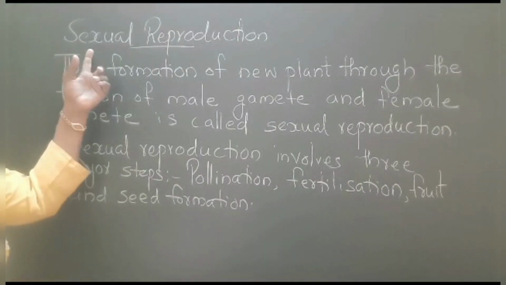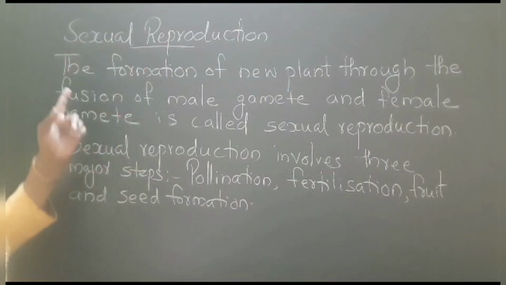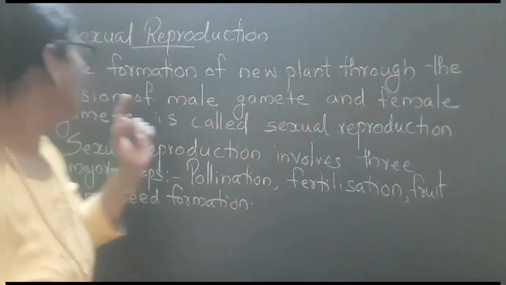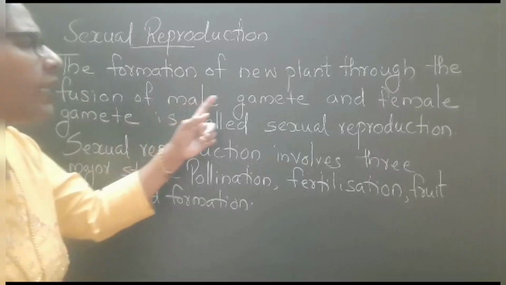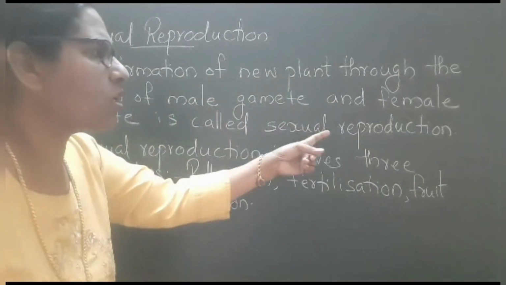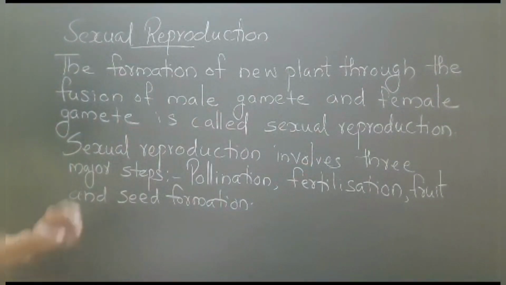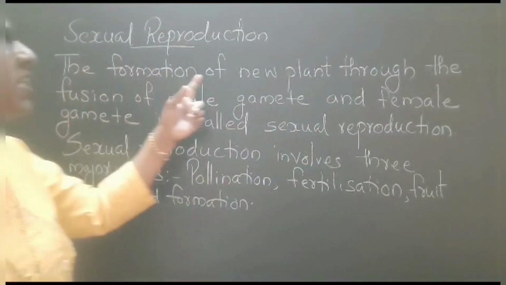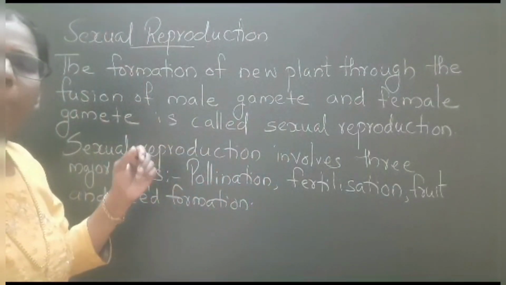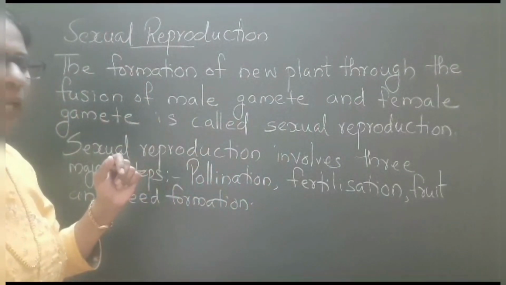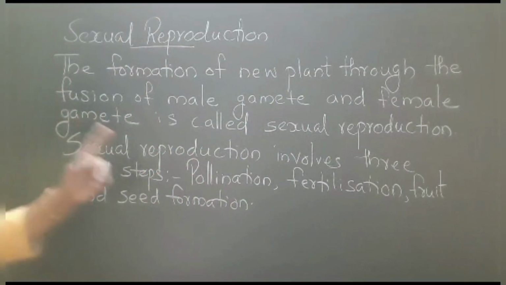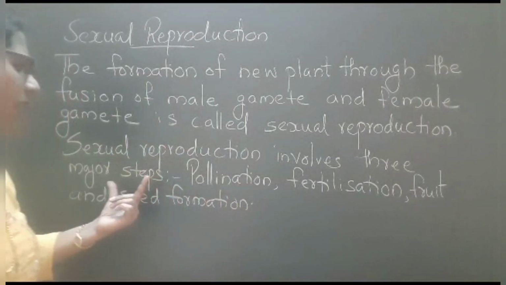Let's see what is sexual reproduction. The formation of new plant through the fusion of male gamete and female gamete is called sexual reproduction. Now in sexual reproduction, there are three major steps.